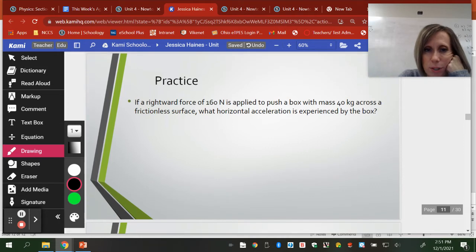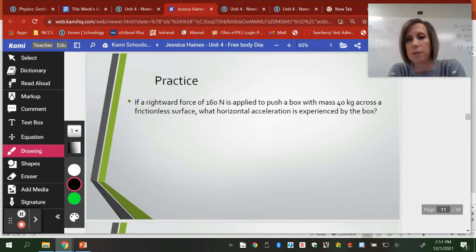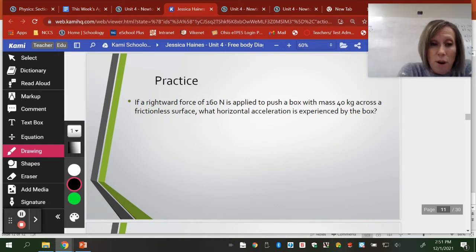If a rightward force of 160 newtons is applied to push a box with a mass of 40 kilograms across a frictionless surface, what horizontal acceleration is experienced by the box? All right, so now we're getting into solving some mathematics, which we shouldn't need a calculator for on this one. So draw a free body diagram to start with, okay?